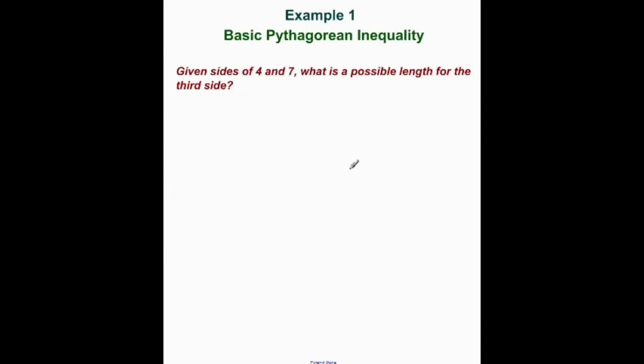Our first one. Given sides 4 and 7, what is the possible length for the third side? Well, we don't know what the third side is, and in algebra we would call that x. So here are our three sides, 4, 7, and x. Given the fact that any two sides have to be greater than the third, we're just going to have to play around with some inequalities here. I'm going to take these two sides here, 4 plus 7, and it has to be greater than x. So 11 has to be greater than x, and for our left to right people, x is less than 11.